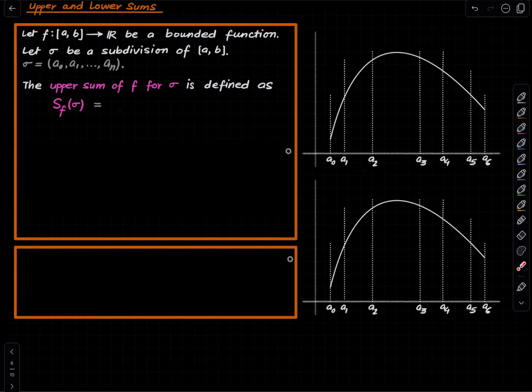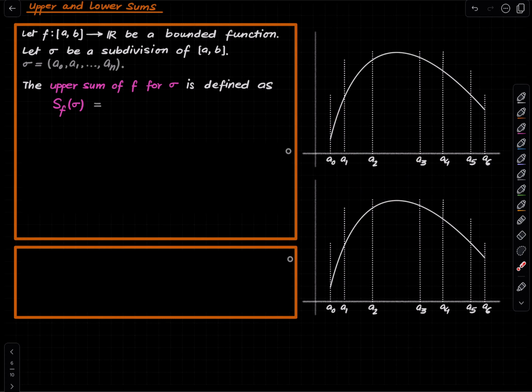So here my subdivision has 6 parts. 1, 2, 3, 4, 5, 6 parts. So n is equal to 6. And this is the graph of the function. Again, I've drawn a continuous curve, but it doesn't have to be. It doesn't even have to be positive. It can flail about.